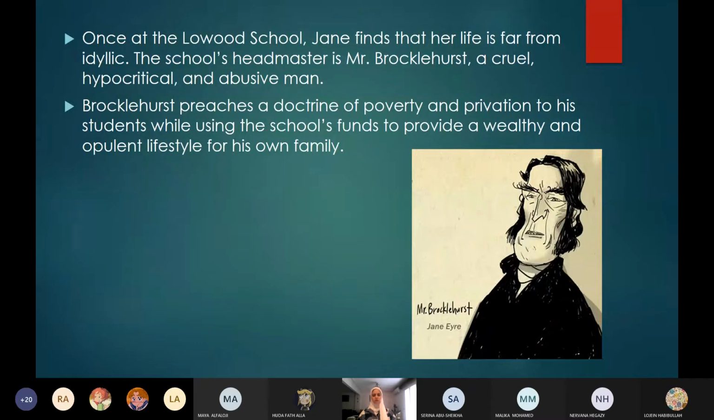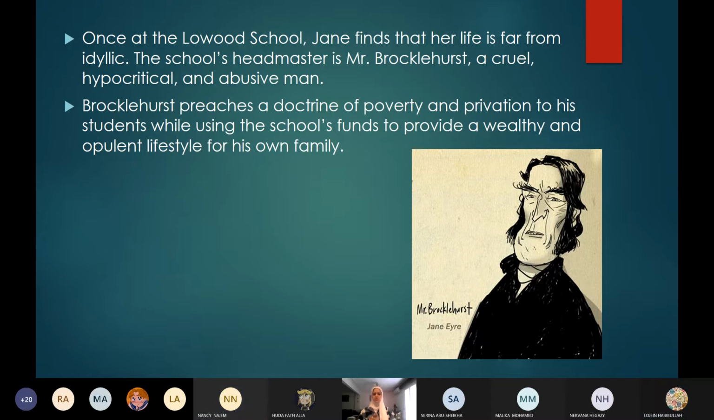At the Lowood School, Jane finds that her life is far from idyllic. The school's headmaster is Mr. Brocklehurst, a cruel, hypocritical, and abusive man. Brocklehurst preaches a doctrine of poverty and privation to students while using the school's funds to provide a wealthy and opulent lifestyle for his own family.